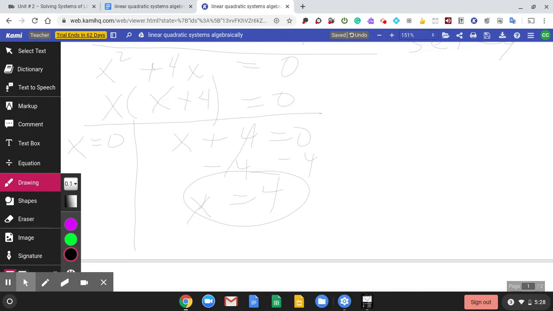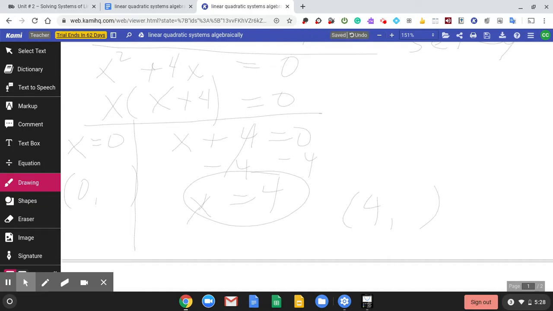So if this was asking where does it cross the x-axis, we usually just solve for x. But these are spots where the two points meet, or the two graphs meet. So one of them is going to be 0, comma something. And the other one is going to be -4, comma something. I need to go find the somethings.